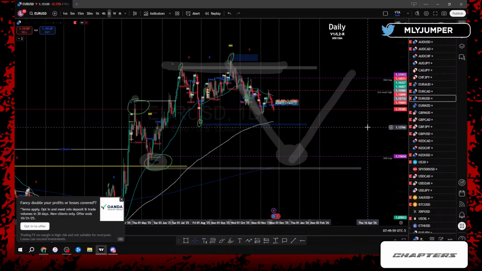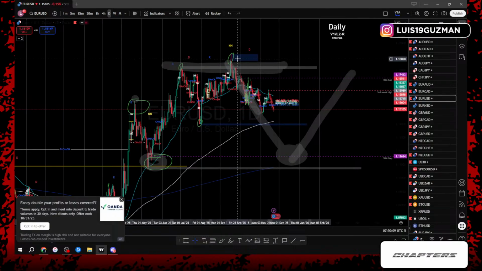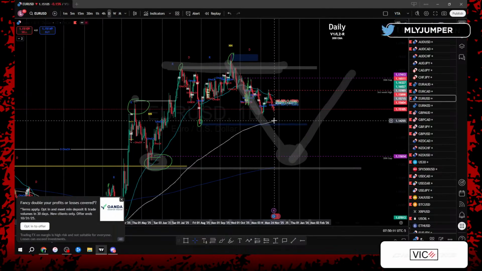Not only is price bouncing off the 200 EMA on the daily time frame, but remember, 4-hour structure is the blue box. This is higher high, higher low, higher high, higher low if price reaches these lows on the 4-hour time frame.